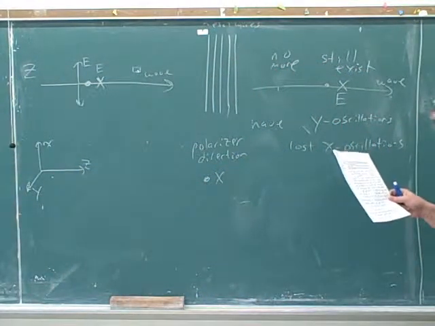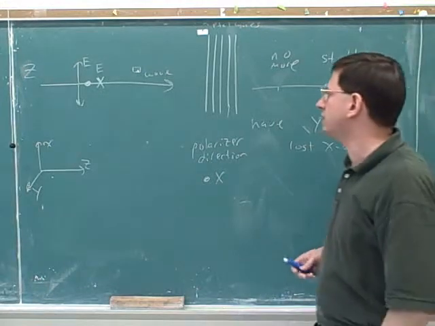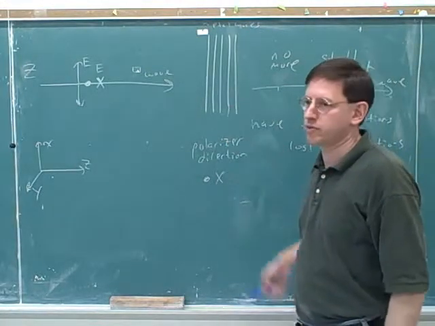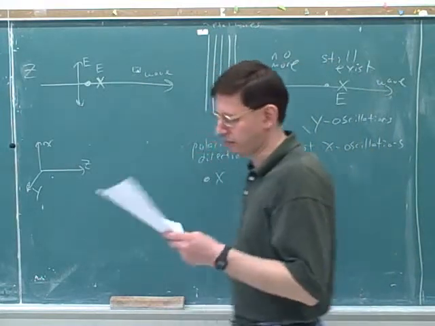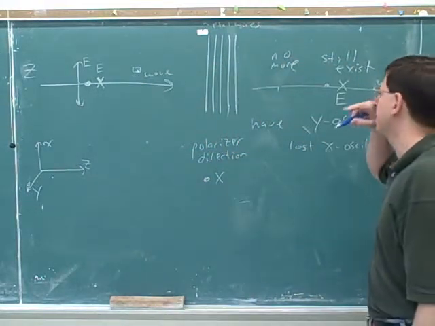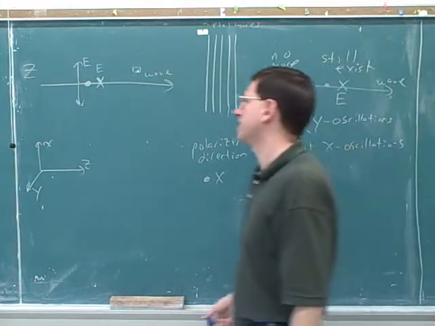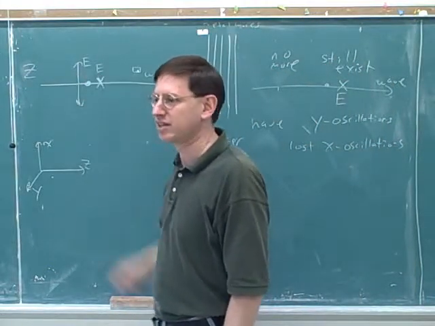So, is the light going to be more or less intense after it gets through the wires? Less intense. Because only one type of oscillation is getting through. In fact, it should be kind of intuitive that it's going to be half as intense, because in a sense we're letting through half of the oscillations.